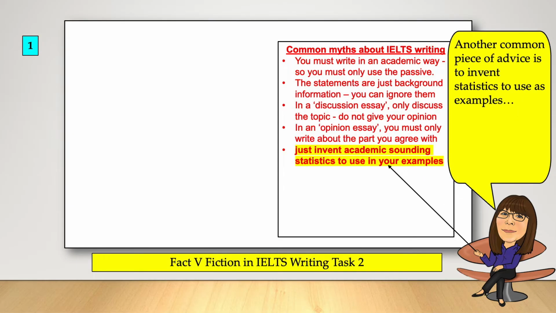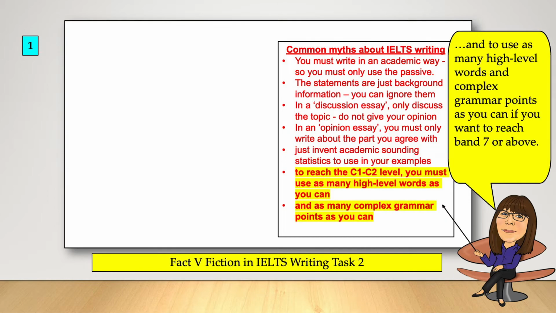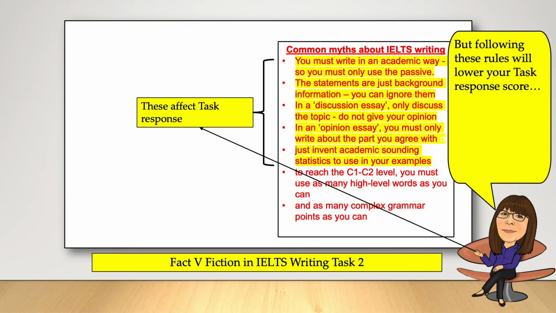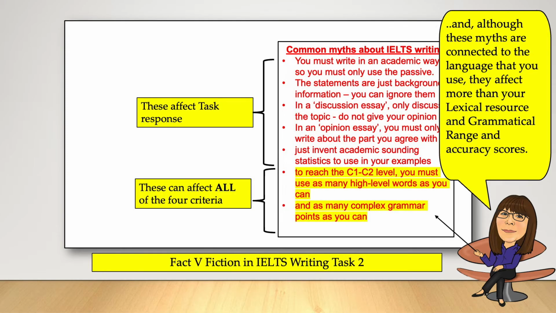Another common piece of advice is to invent statistics to use as examples, and to use as many high-level words and complex grammar points as you can if you want to reach Band 7 or above. But following these rules will lower your task response score. And although these myths are connected to the language that you use, they affect more than your lexical resource and grammatical range and accuracy scores.